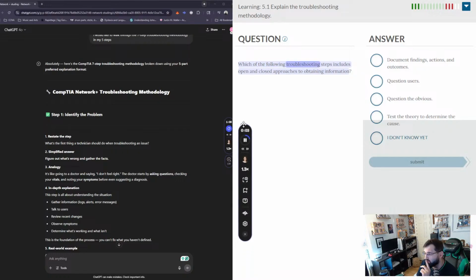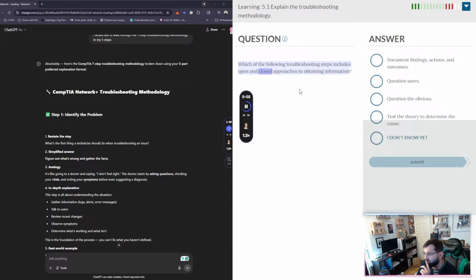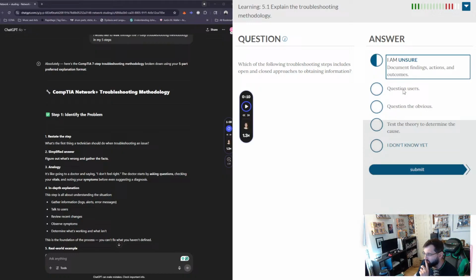Which of the following troubleshooting steps includes open and closed approaches to obtaining information? Okay, remember how I said there were 2 questions that we still haven't gone over yet? This is one of them. Which of the following troubleshooting steps includes open and closed approaches to obtain information? Documenting findings, that's the last one.